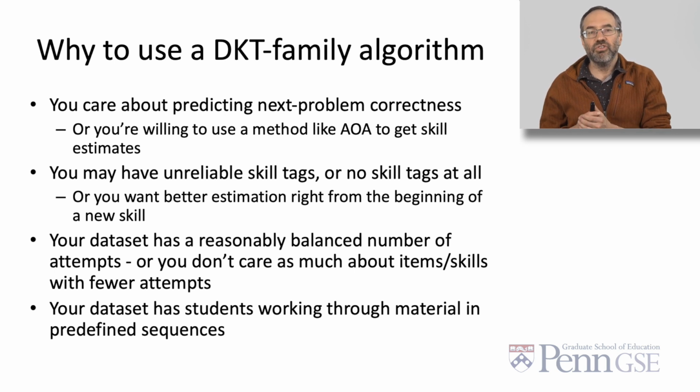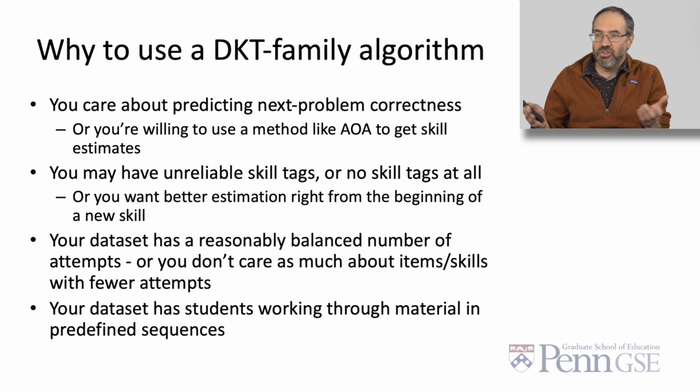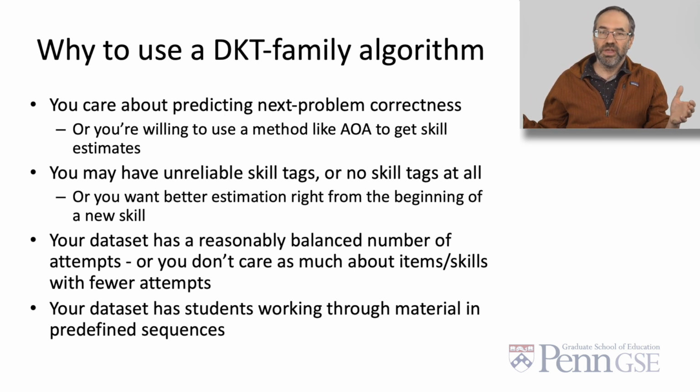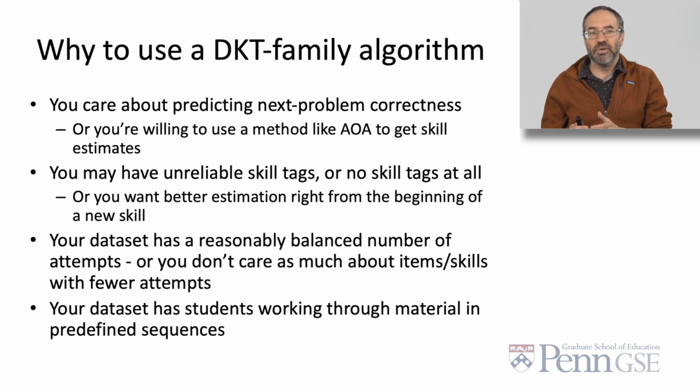Well, maybe you just care primarily about predicting next problem correctness. Or you're willing to use a method like AOA to get skill estimates. Maybe you have unreliable skill tags or no skill tags at all, in which case you can't use BKT or PFA or LKT. Or maybe you want better estimation right from the beginning of a new skill, where we know that DKT family does better. In these cases, you probably also have a dataset with a reasonably balanced number of attempts, or you just don't care as much about items or skills with fewer attempts. And probably your dataset has students working through material in predefined sequences, because if you don't have that, DKT loses a lot of its ability to make better predictions.